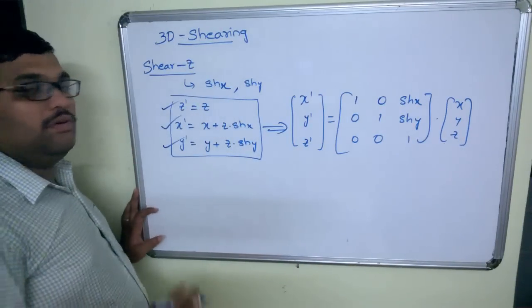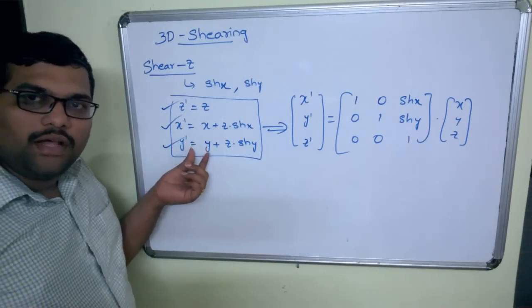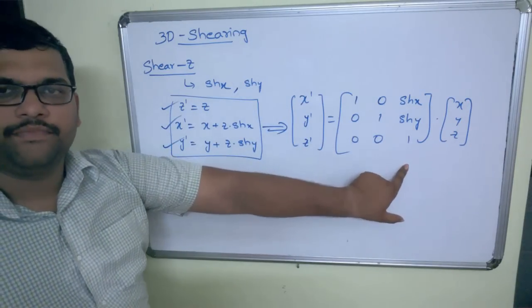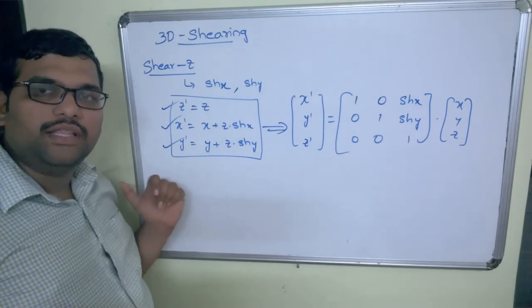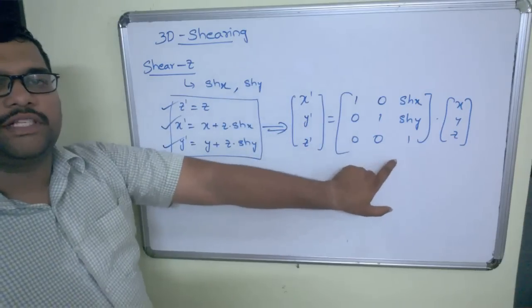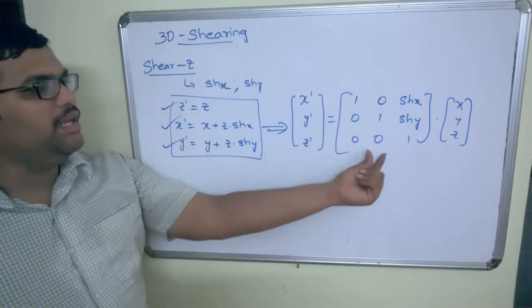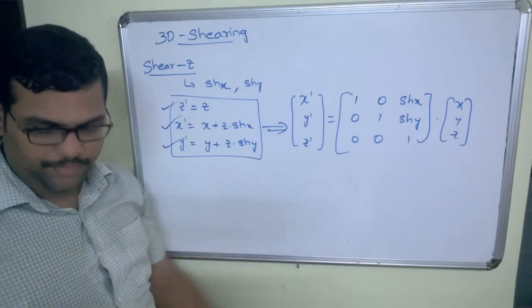Okay. So based upon this formula, we need to represent the matrix format. So first we need to write the formula, then we need to represent it in a matrix format. So just remember this formula so that you can easily write the matrix representation.